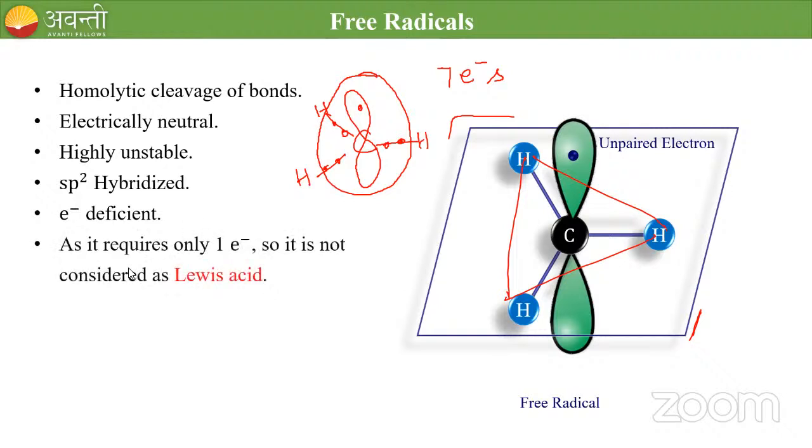And as it requires only 1 electron, it is not considered a Lewis acid. Only if a compound requires more electrons can we say that the compound is a Lewis acid. Since it requires only 1 electron, it doesn't matter that much, so it is not called a Lewis acid. Is it clear to all of you? So the very important points that you have to keep in mind: it is formed by the homolytic cleavage, it is neutral, unstable. Hybridization is important, and trigonal planar geometry, I said, that is important. Is it clear?